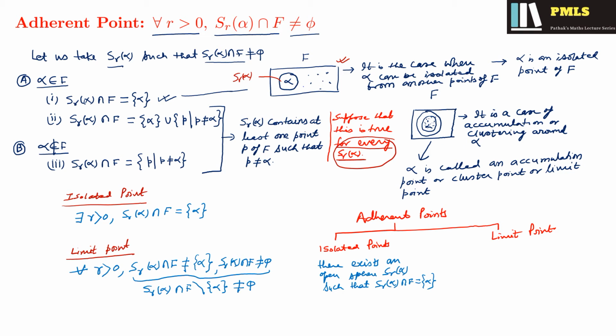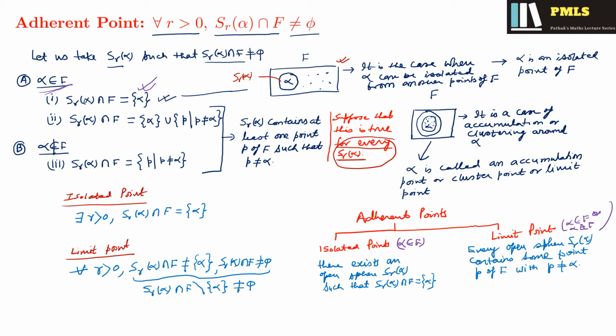Whereas for the limit point, we say that the open sphere S_r(alpha) contains some point P of F with P not equal to alpha. One thing is also clear, that these isolated points are always members of this set. You can see that this situation can happen only if alpha belongs to F. So isolated points are always members of this set which we are considering, but limit points may or may not belong to the set. Alpha belongs to F or alpha does not belong to F.